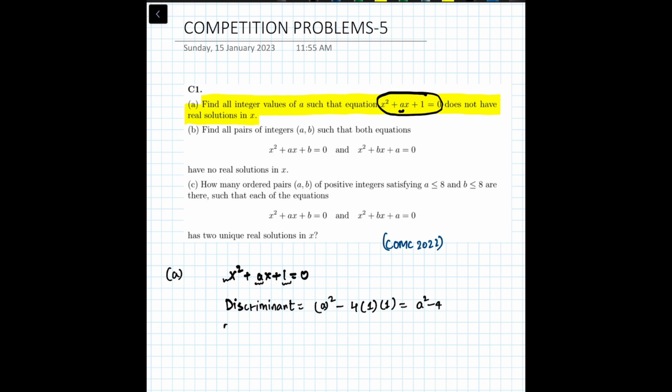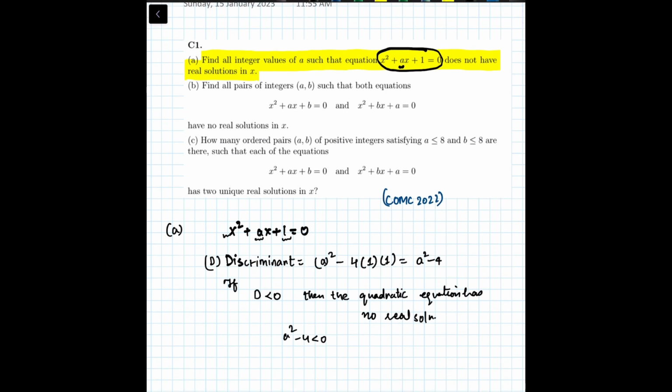And we know that if the discriminant, let me call it D, is less than 0, then the quadratic equation has no real solution. Therefore, we write a square minus 4 less than 0. So what value will you get for a? This says a square less than 4. So basically, you want a square to be less than 4. So 0 satisfies a square less than 4.